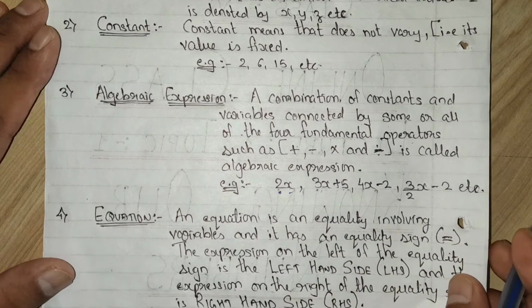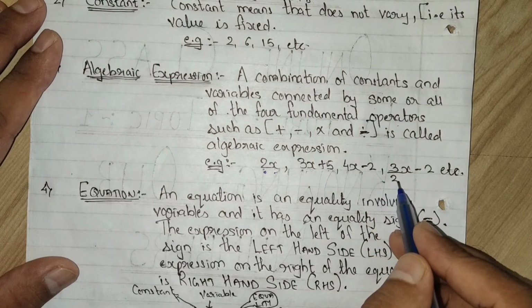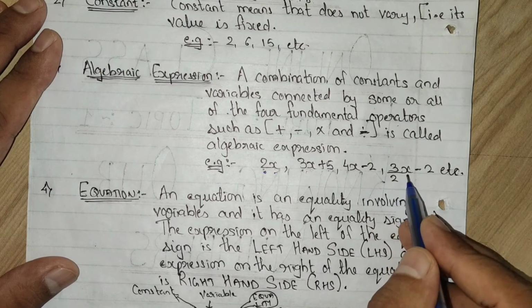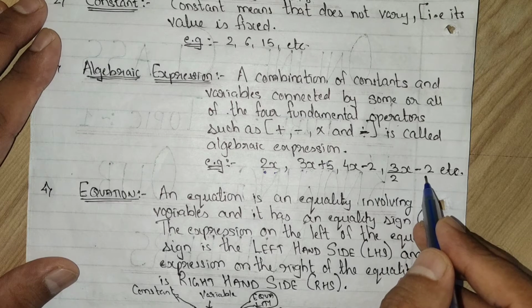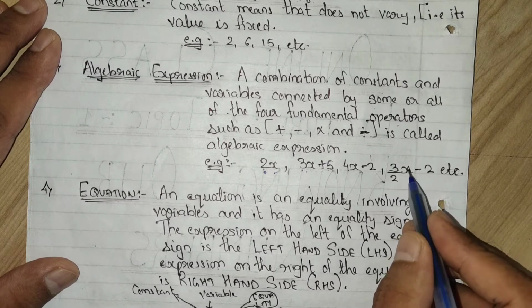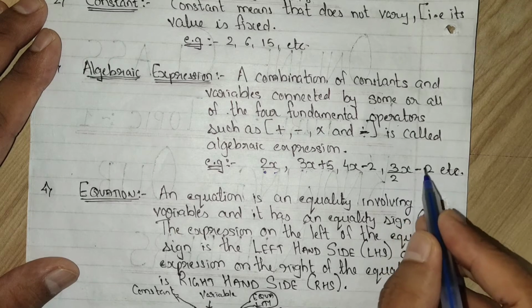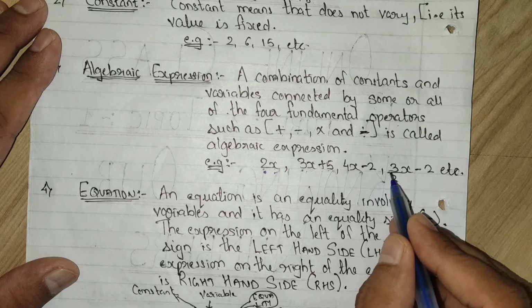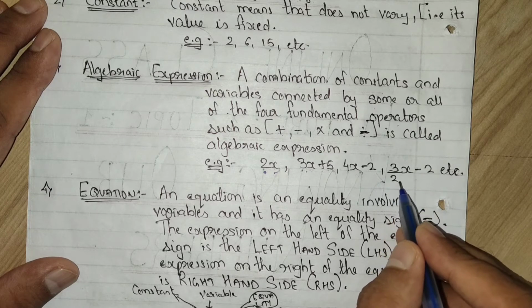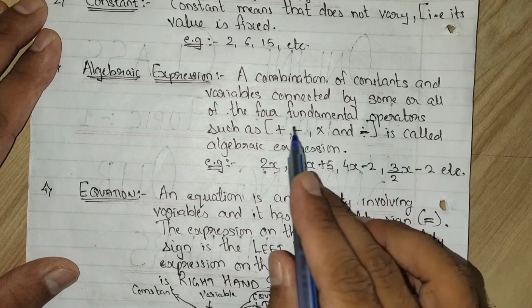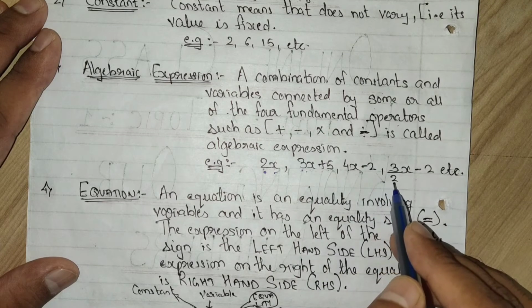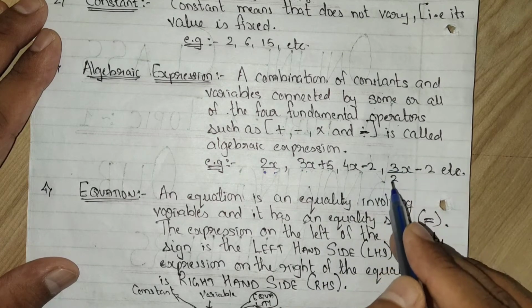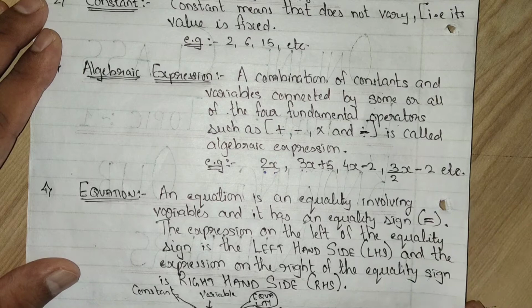Same way, let me take another example. 3 divided by 2, x minus 2. Here you can see I have taken variable, I have taken constant, I have also taken minus, that is subtraction sign, and also I have taken division, that is 3 divided by 2. All these operators are mixed here. So this is called algebraic expression.